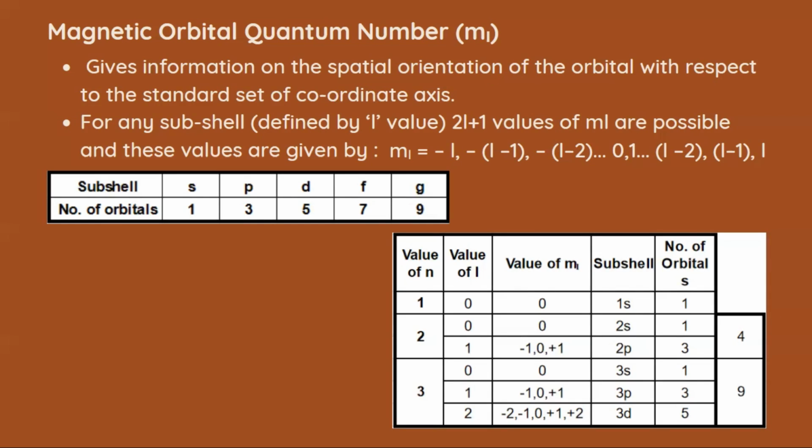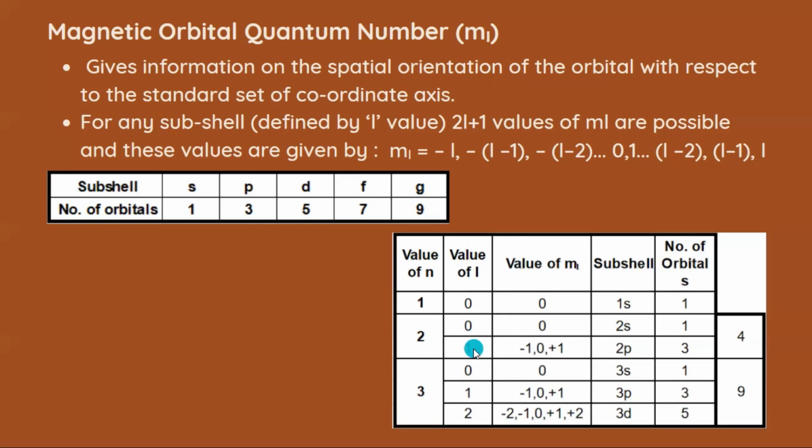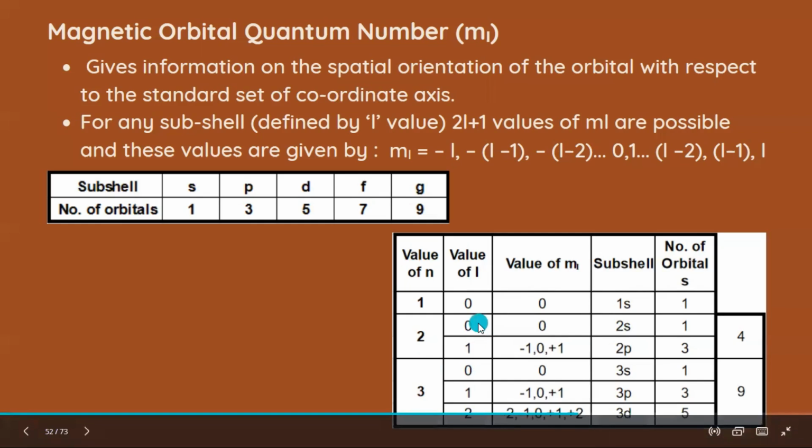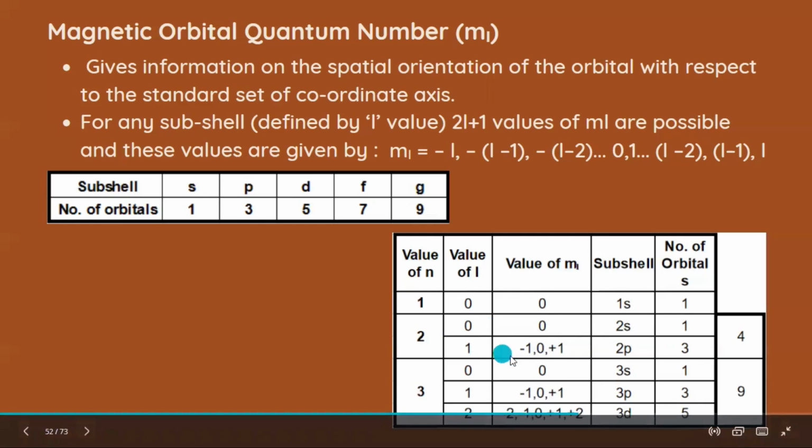For any subshell, suppose we take L, 2L plus 1 values of ML are possible. So let's take the value of N as 2, and the value of L is 0 or 1. We know that it can have two values of L, that is 0 and 1. So the value of ML is 0 for the 0 value of L, but for 1 you have -1, 0 and +1.